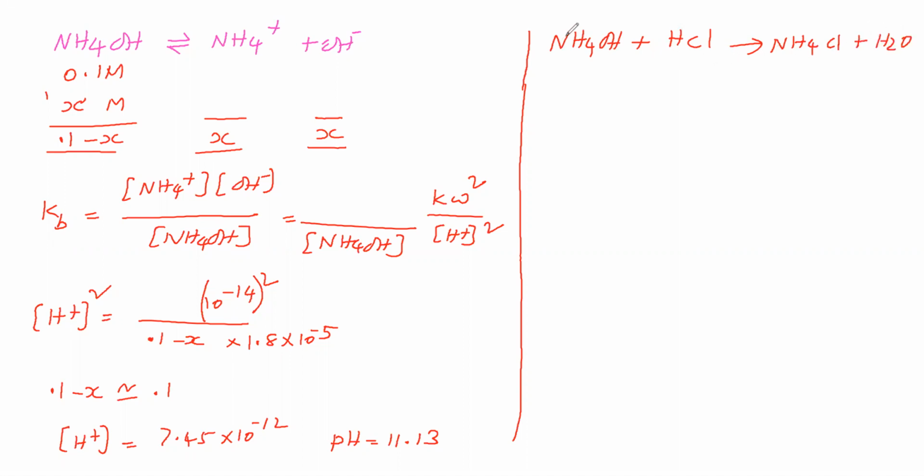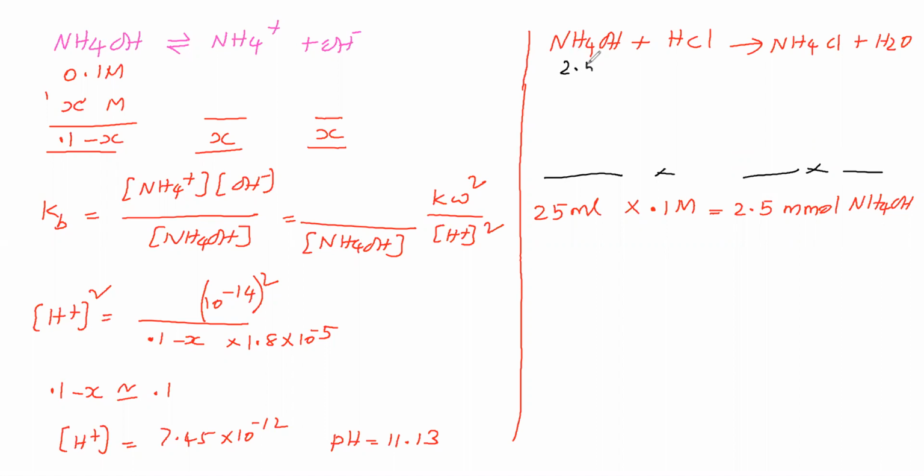Now, ammonium hydroxide, how much have we taken in the conical flask? 25 ml. What is the concentration of ammonium hydroxide? 0.1 molar. Multiply these two, you will get millimoles of ammonium hydroxide. So how many millimoles of ammonium hydroxide did we take initially? That is 2.5 millimoles.